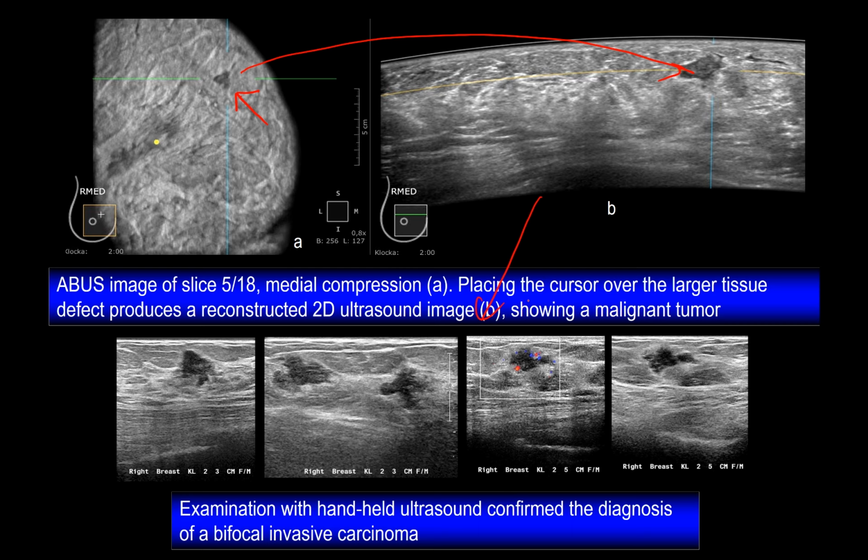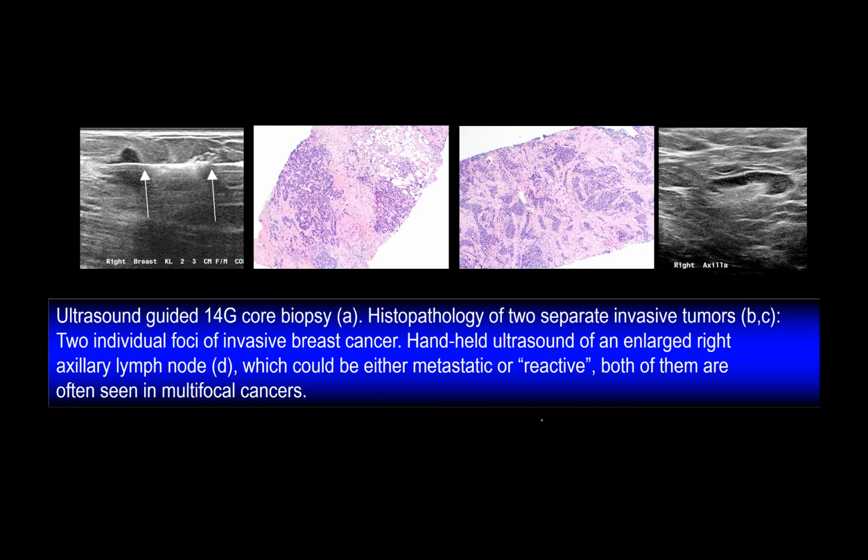Then we immediately perform the handheld ultrasound, and it shows multifocal lesions. This is a Doppler image. And the lesions are localized in the right breast in the medial half. A 14-gauge core biopsy is done on one and the other, and a microscopic examination proves that these are invasive carcinomas. Also, the axillary lymph node looked pathologic on the right side.